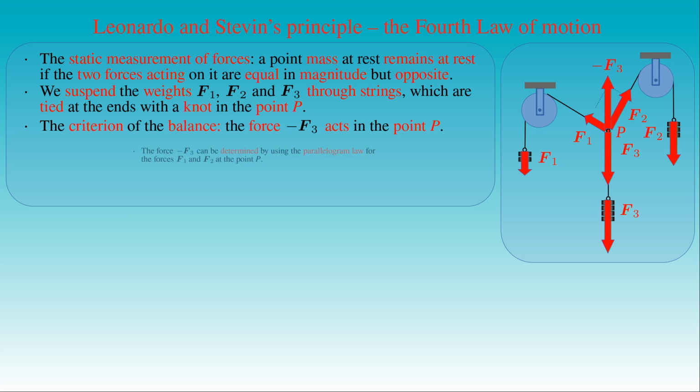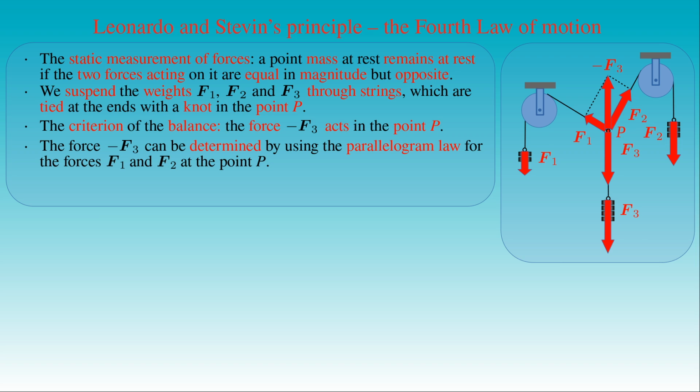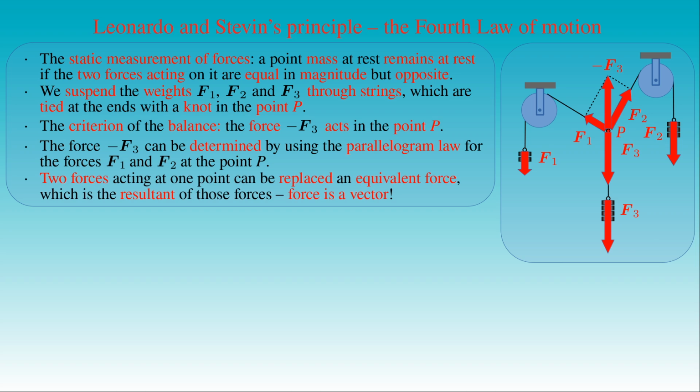The force minus F3 can be constructed by applying the parallelogram law for the vectors representing the forces F1 and F2. As a result, the effect of the force minus F3 is equivalent to the effects of the forces F1 and F2, provided the force F3 is the vector sum of them. This can be achieved by adjusting the angle between the strings in the experiment setup. Then we can conclude that two forces acting at one point can be replaced by an equivalent force, which is the resultant of those forces. Since the parallelogram law allows us to add and decompose forces acting at a given point as vectors, force can be regarded as a vector.